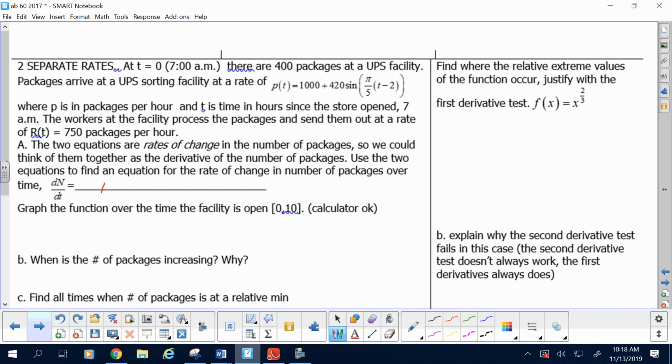Total rate of change is the in rate minus the out rate. So that's P of T minus R of T, or if you like, this equal that.